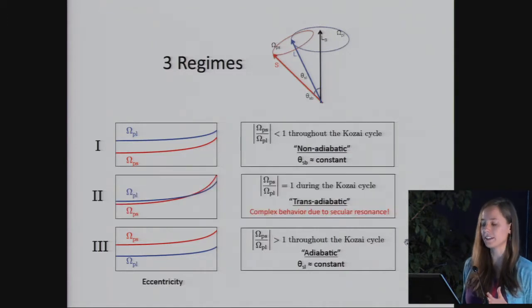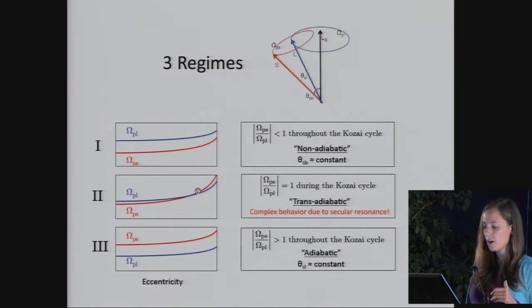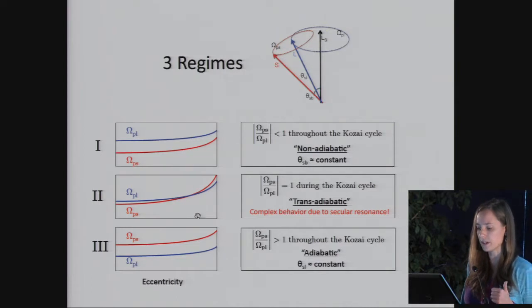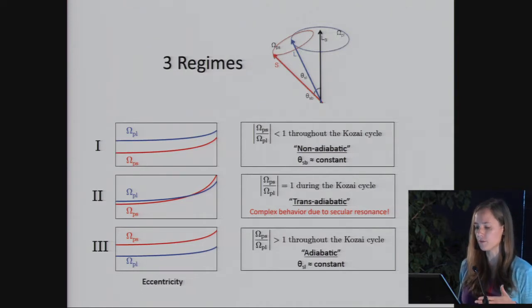And then finally, you can consider something in between these two extremes where omega PS over omega PL is equal to 1 at some point during the Kozai cycle. And in this case, we have a secular resonance, and so the behavior can be extremely complex with the possibility of chaos. And so we don't have a priori a good intuition of what the dynamics will look like in this case.